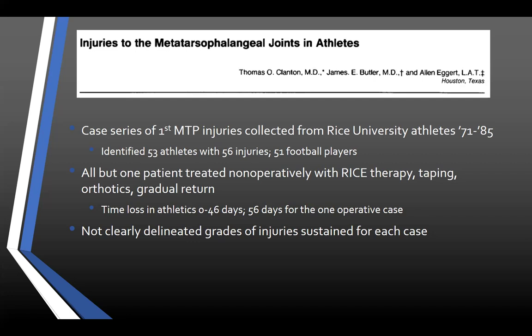But the outcomes from this paper, that almost all of them, basically all of them, went back to play, really formed the basis that non-operative management can be a key for all turf toe injuries.